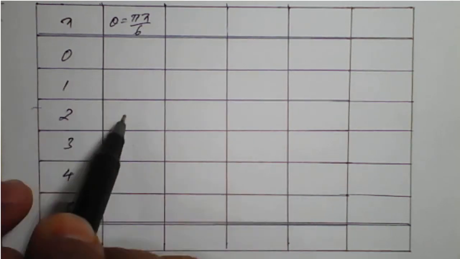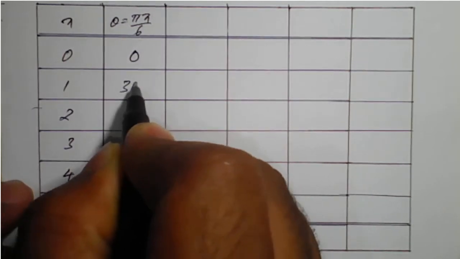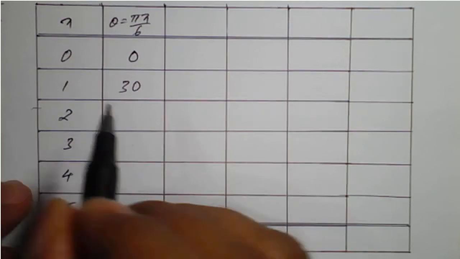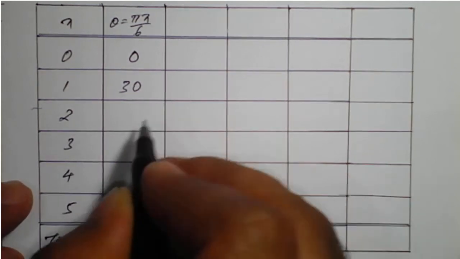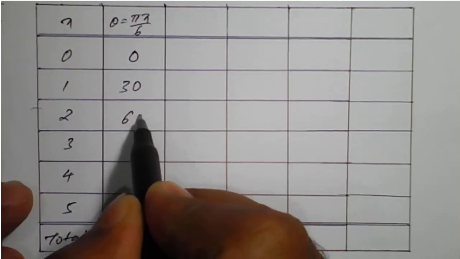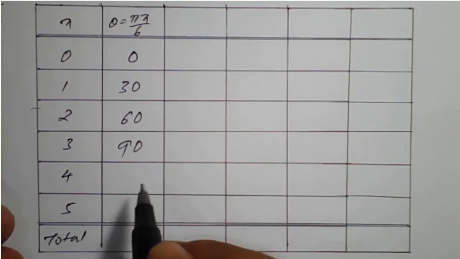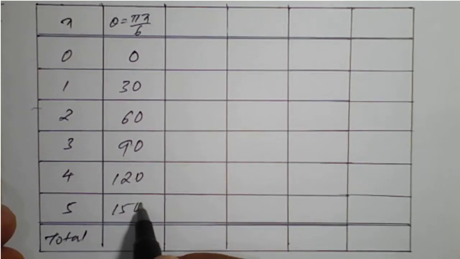While completing this, the values will be in terms of degrees, that is 0 degree, 30 degree, because 180 into 1 divided by 6 becomes 30 degree. Then 180 into 2 is 360, divided by 6 gives 60. Next is 90, next is 120 degree, and lastly 150 degree.